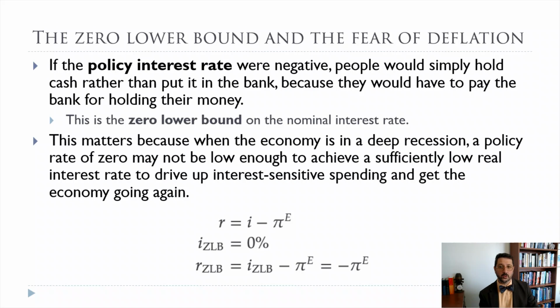So now one issue is that the policy rate is a nominal interest rate. And so nominal interest rates can never go below zero. And so if you think about, well, why is that? Well, imagine lending someone $100.